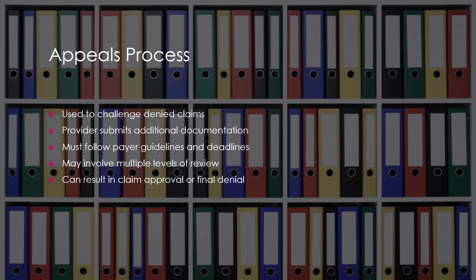Appeal process. The appeals process is used when a claim has been denied and the provider wants to challenge that decision. To do this, they submit additional documentation to support why the service should be covered. There are specific rules and deadlines that you have to follow depending on the insurance company. Sometimes there are multiple levels to an appeal, and the claim can either be approved or denied again.